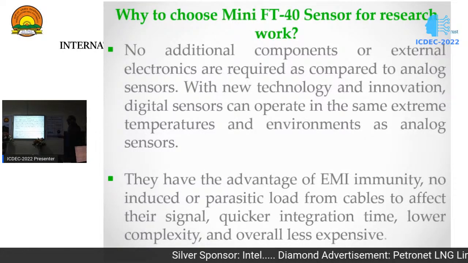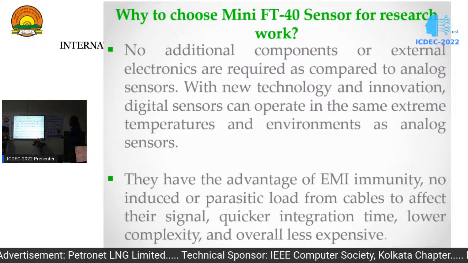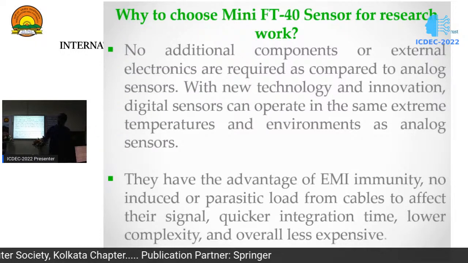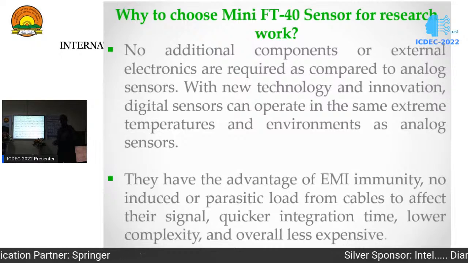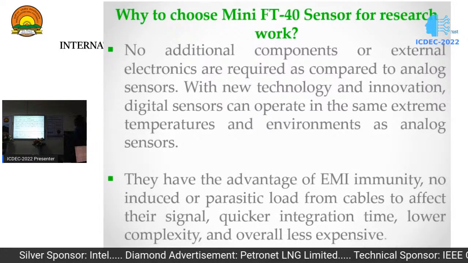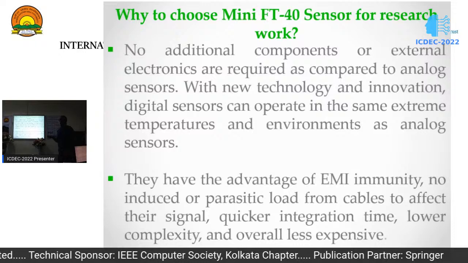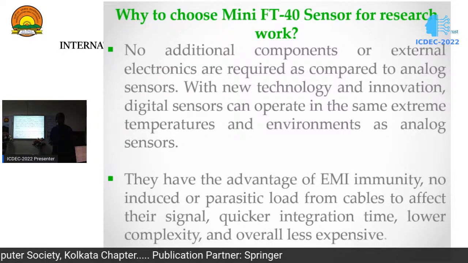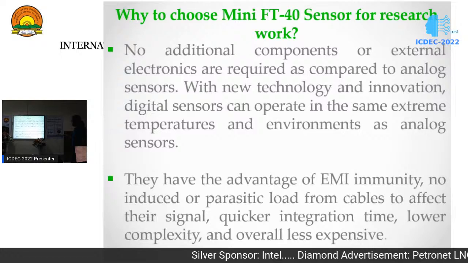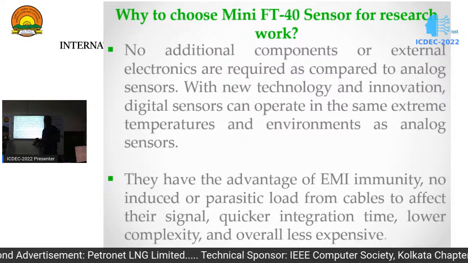Now the question arises, because in some review comments they are asking that at least you should mention why you are incorporating this sensor into your paper. So first of all, it's a digital sensor, because it is new technology, right? So no additional component is needed, no extra circuitry, no signal conditioning, no amplifier, nothing. Everything is inbuilt into that sensor, right? With new technology and innovation, a digital sensor can operate, and the important point is that it can operate in extreme temperatures and environments. In terms of EMI, electromagnetic interference, if the sensor is put into some interfering field, there may be malfunctioning of your sensor, right? But it is unaffected by it. So the next advantage is EMI immunity, no induced or parasitic load from the cables. There are no loading effects, right? Automatically it is nullified by some sort of compensation techniques.